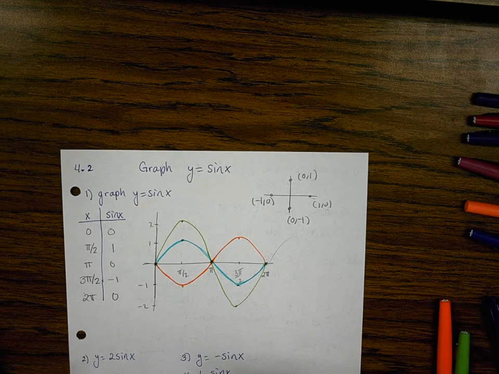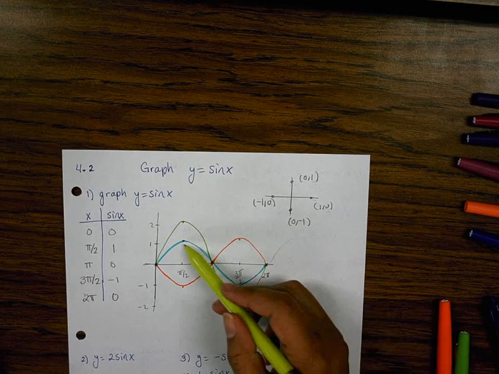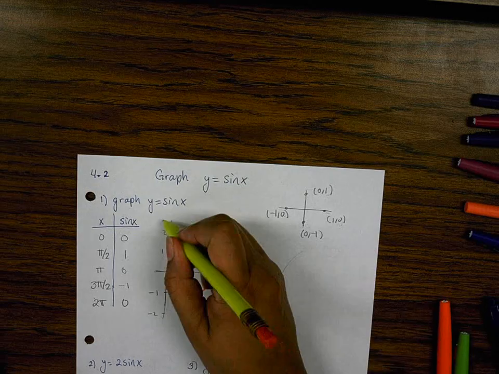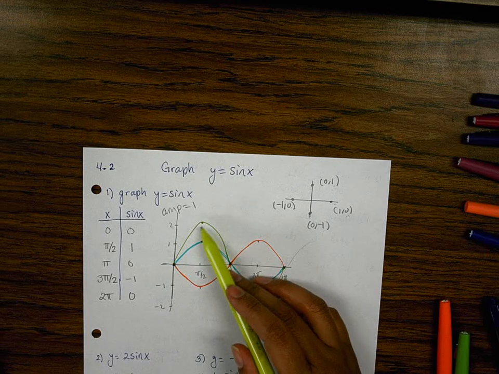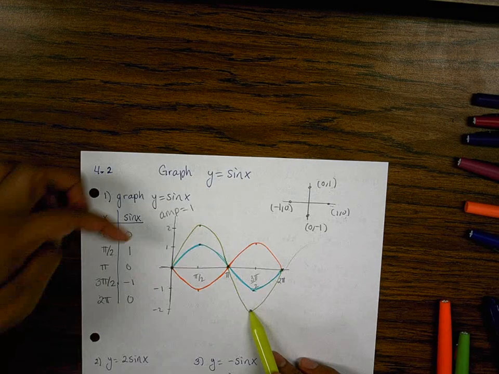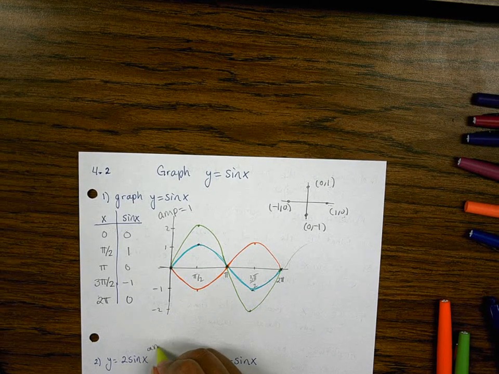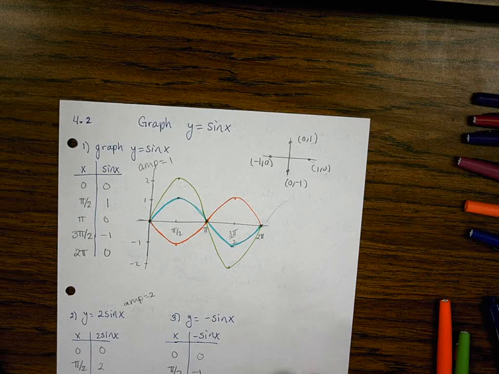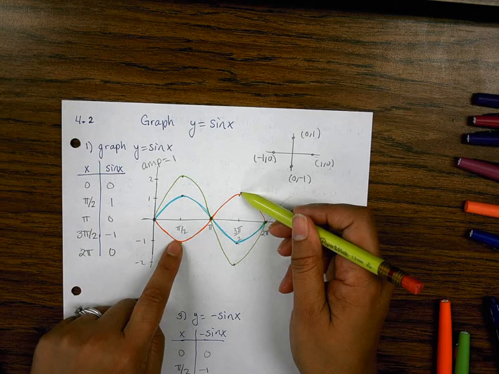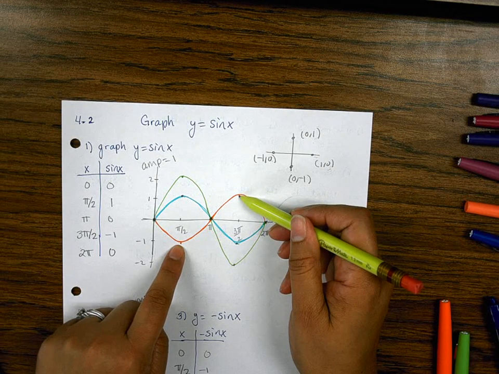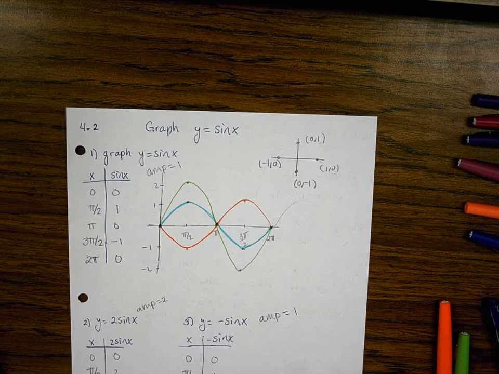So looking over here with the blue function, what is the amplitude? The max is 1, the min is -1. That length there is 2. Half of 2 is 1. So here the amplitude is 1. Number 2, that's the green one. The highest is 2, the lowest is -2. The length between 2 and -2 is 4, and half of 4 is 2. The amplitude is 2. And here, it's the orange graph. The max is 1 and the min is -1, the distance between is 2, and half of 2 is 1.